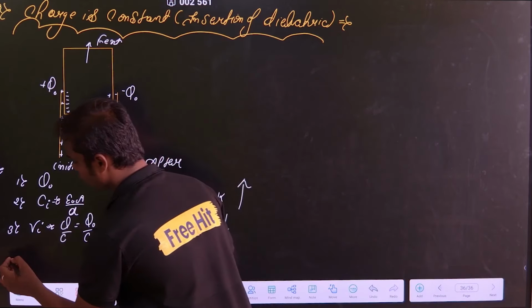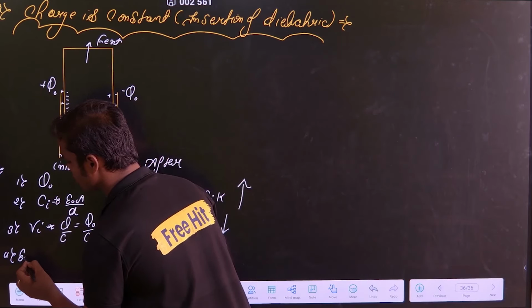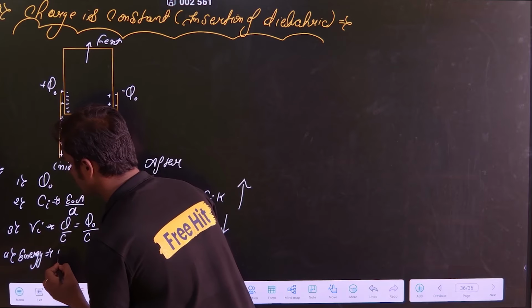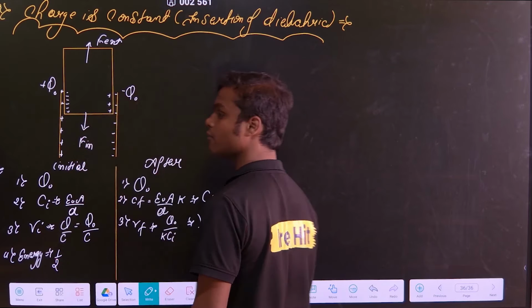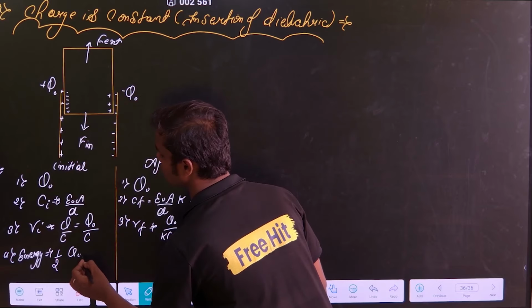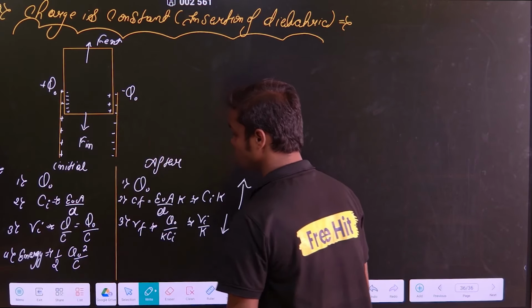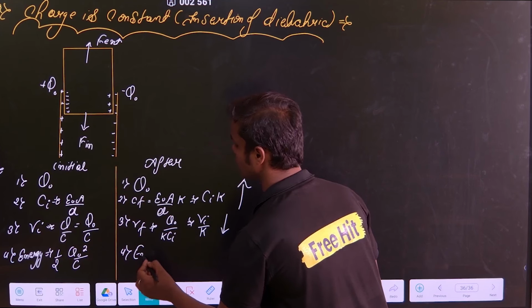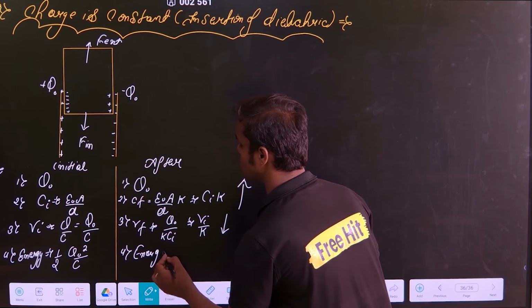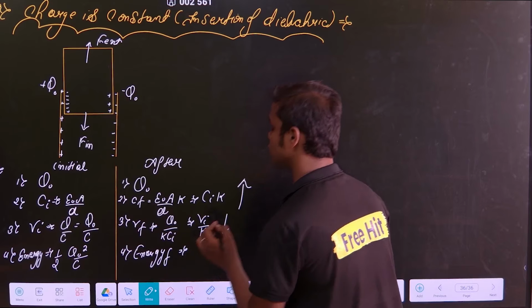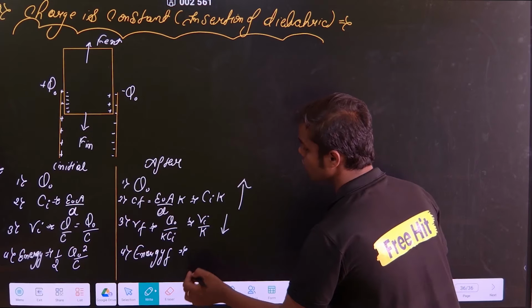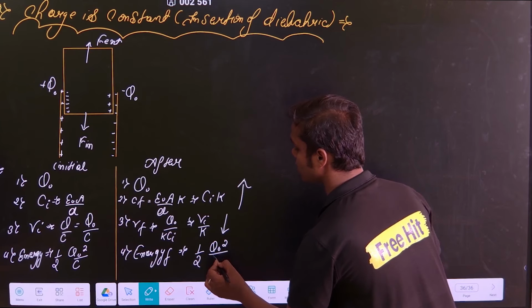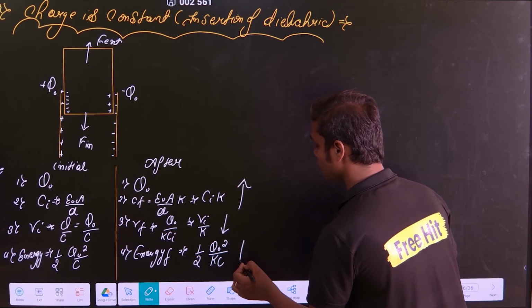Okay. Fourth point, what about the energy? That is half Q naught square by C. This is the initial energy. What is the final energy? If you calculate the final energy, it will be reduced by a factor of K. Q naught is the same, but the capacitance has increased, so energy decreases.